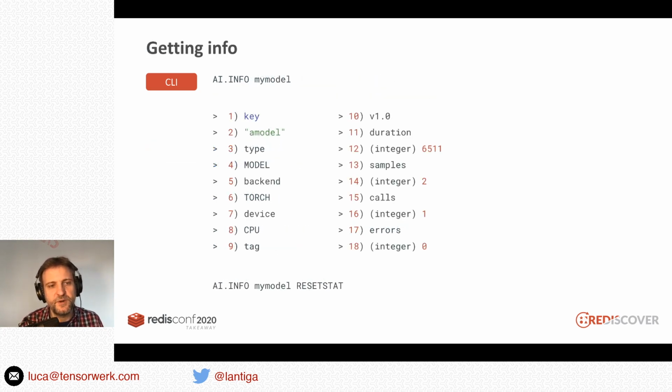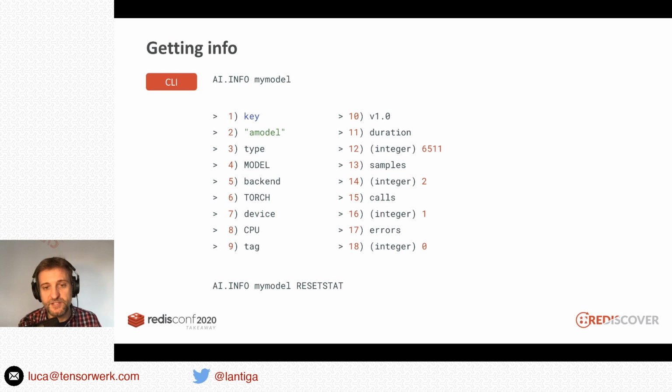While the model is running, you can also get information about that model, not only what that model is or what tag it has, but also the duration of the execution since you last reset the AI info data structure, which you can do with the reset stat you see at the bottom. The duration is the duration of the computation in microseconds. And it also tells you how many samples it processed and how many calls it went through. So, for example, we'll see later, you can understand from these numbers how long it's taking per sample.